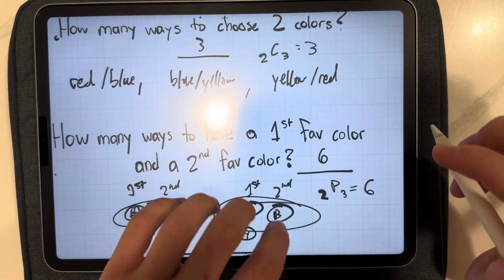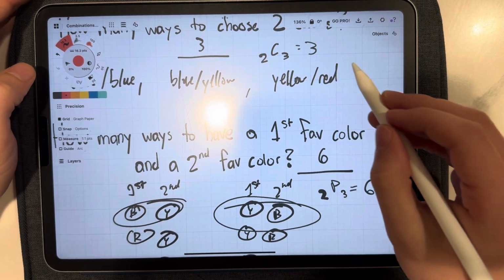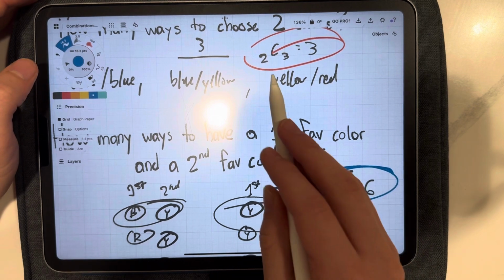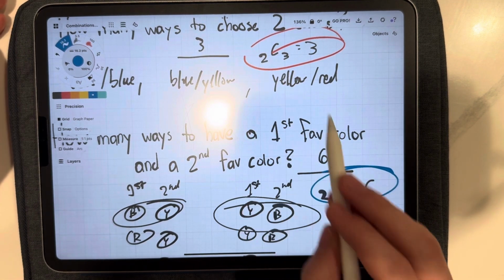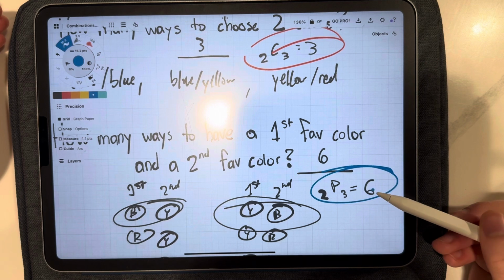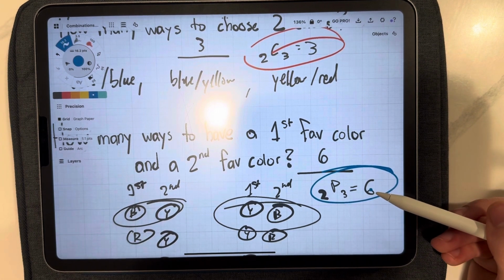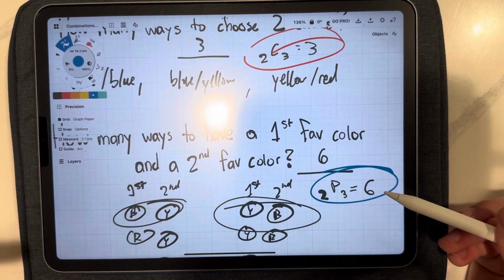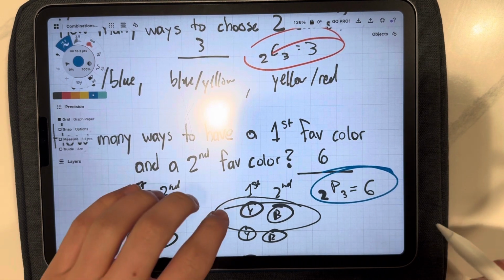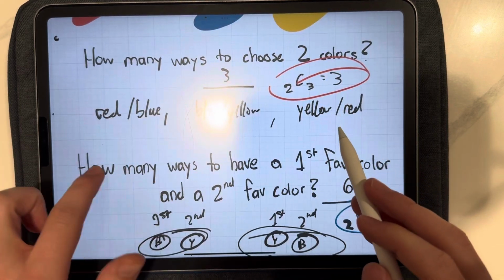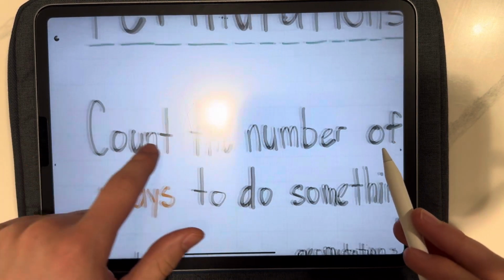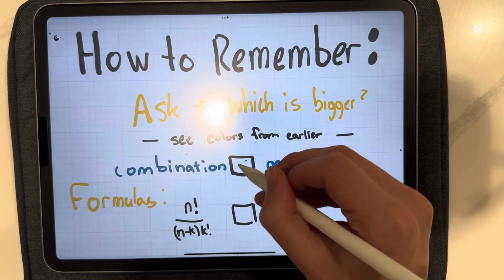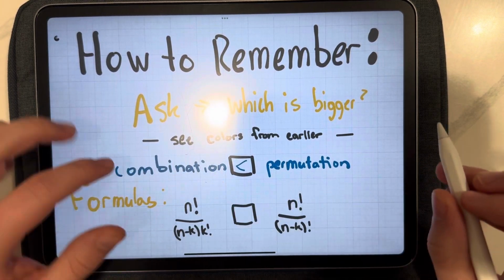And so it shows that combinations are less than permutations, because we had the same numbers, 2 and 3, but permutations have 6. And that's because permutations have more ways to do something, because if you change the order, those are different. And so you end up counting way more possibilities. But the combinations, you get rid of a lot of possibilities because several of them technically just repeat themselves. So we're just going to write this as permutations are bigger than combinations.